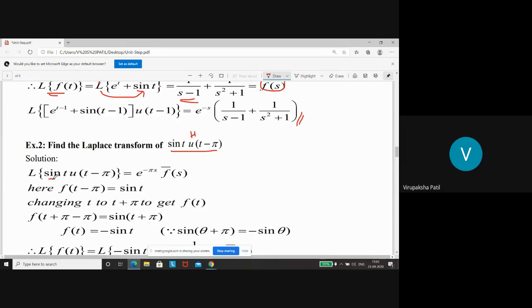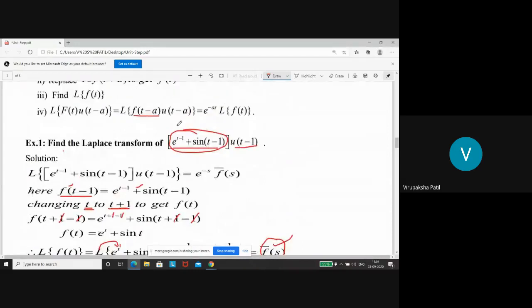It is the Laplace transform of sine t into u of t minus pi. See, this is of the form, here a is equal to pi. Therefore, this is of the form f of t minus pi. Just 1 minute. Yes, this is of the form f of t minus pi. Then t minus pi will be there, this part. So this is u of t minus pi.